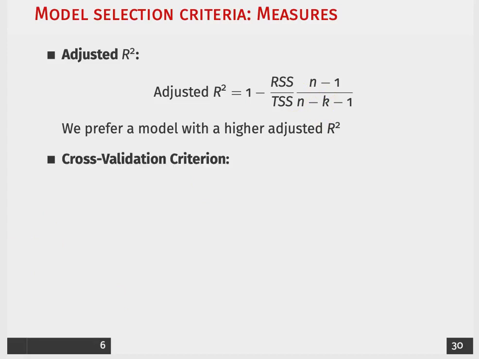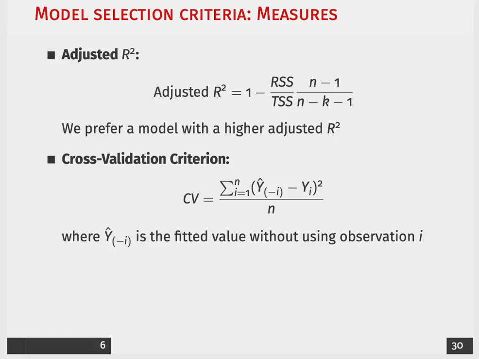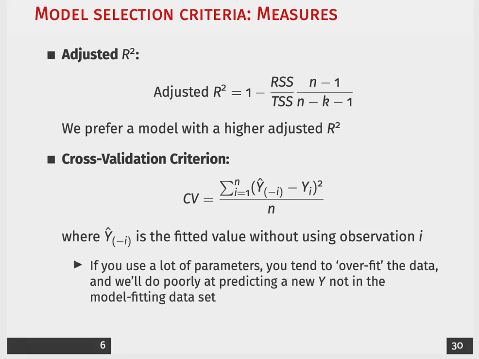We could also use the cross-validation criterion, and this essentially is just saying that we are interested in seeing how far away our prediction is of an observation when we don't include that observation in our model. So this really is trying to say that if you use a lot of parameters, you're going to tend to overfit the data, right? You're going to really explain the data that you have very well, but it may not do very well at predicting a new observation that wasn't in the original data set that was used to fit the model. And so this is a really good criteria if we're interested in seeing how well our model does at predicting observations outside of the sample that's used to fit the model.